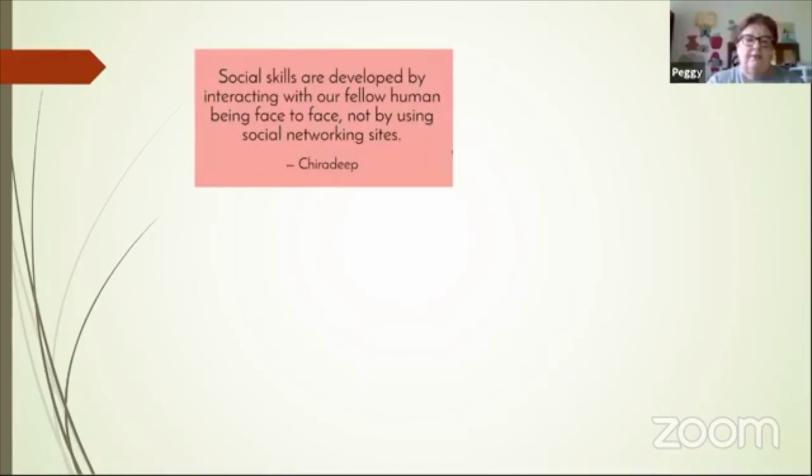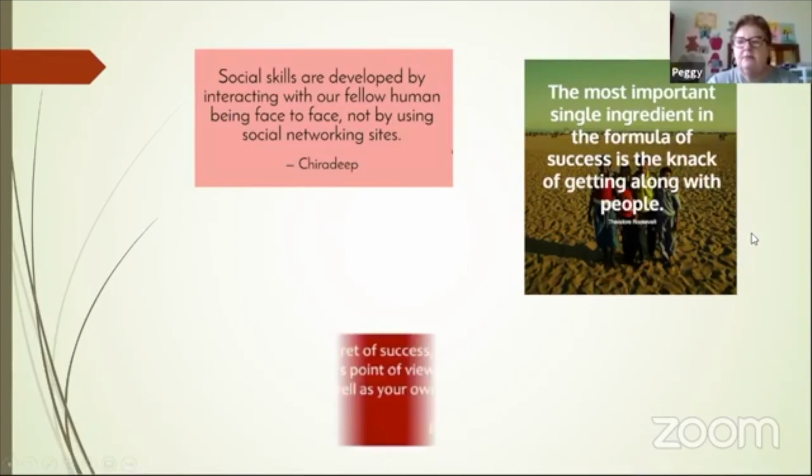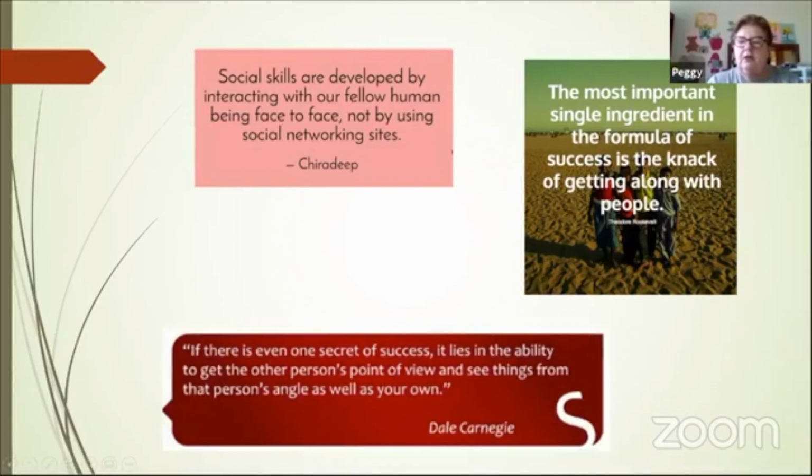A few closing thoughts. Social skills are developed by interacting with our fellow human beings face to face, not by using social networking sites. And the most important single ingredient to success is getting along with people. And if there's one secret to success, it lies in the ability to get the other person's point of view and see things from that person's angle as well as your own.